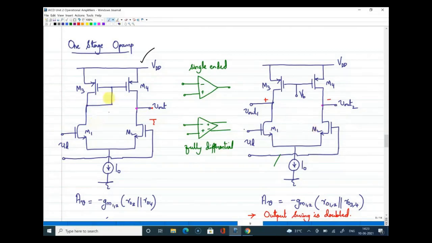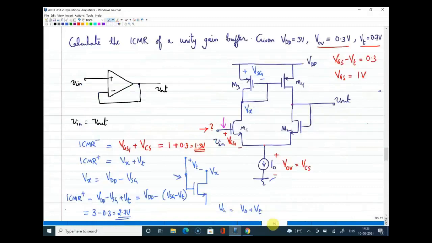This we have analyzed before, and even for this structure, by applying half circuit analysis, we can say that the gain is equal to gm of 1,2 into ro parallel to ro. The only difference in the fully differential version is that your output swing will be doubled. That also we discussed the other day.